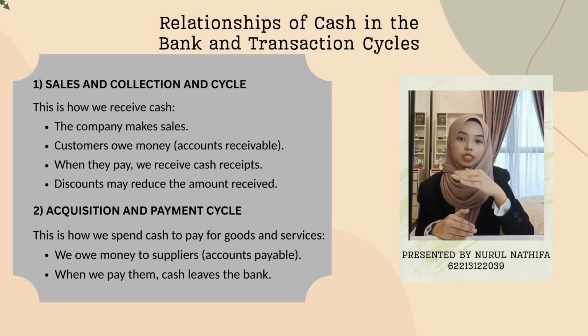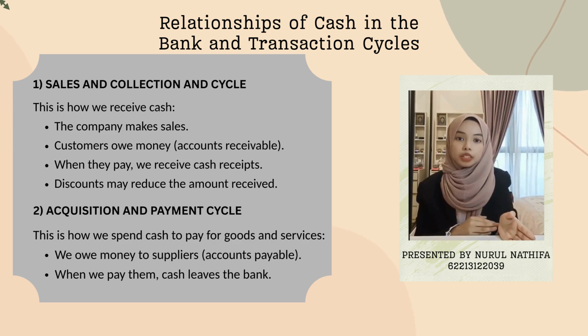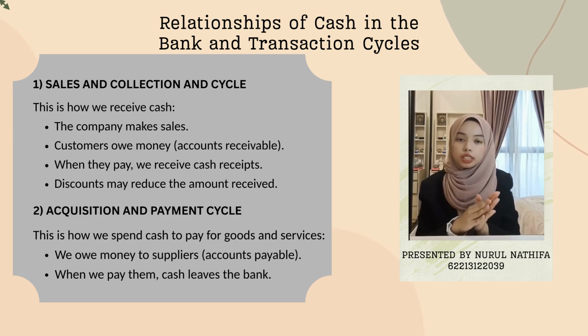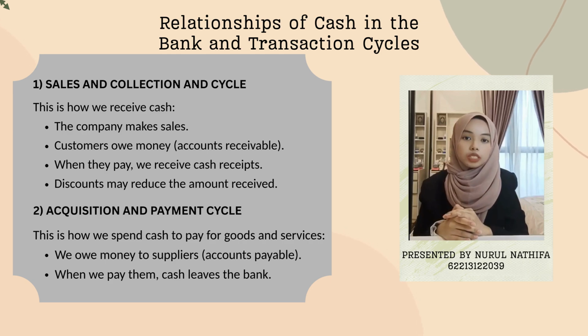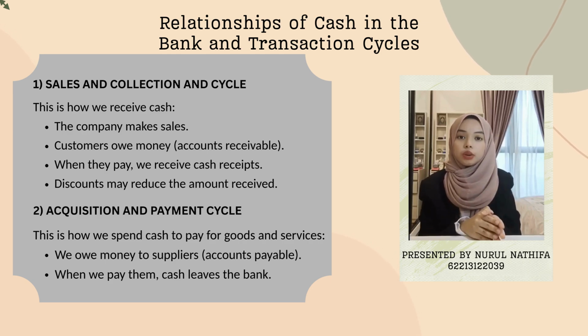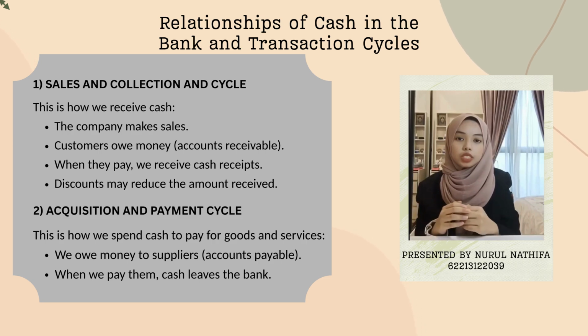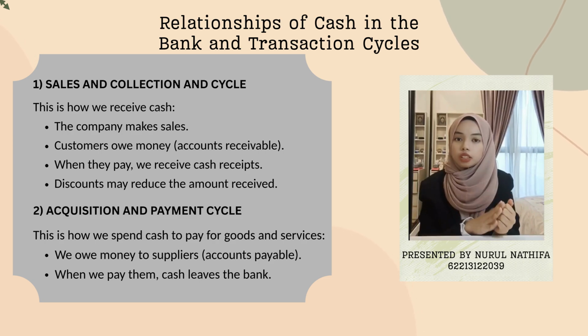Let's start in the middle. Cash in bank has a beginning balance and ending balance. This balance changes as money flows in and out. Sales and collection cycle: this cycle explains how the company receives cash. When the company makes sales, customers are billed and owe money, which is recorded as accounts receivable. Once customers make their payment, the company receives cash. Sometimes discounts are given, which can reduce the total amount collected.